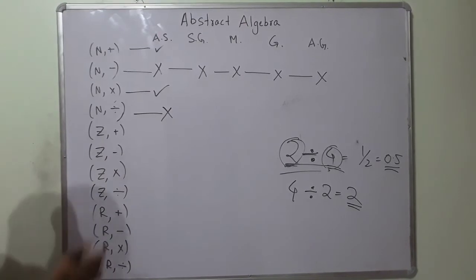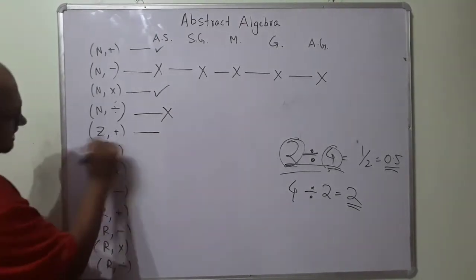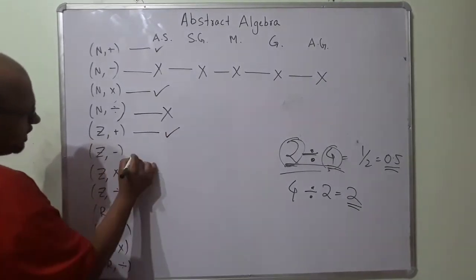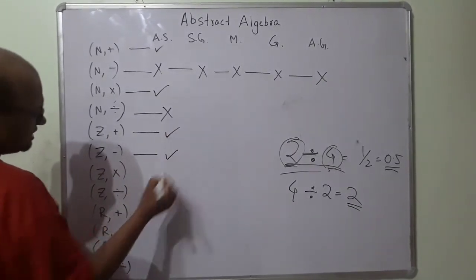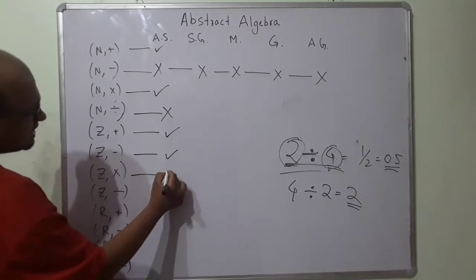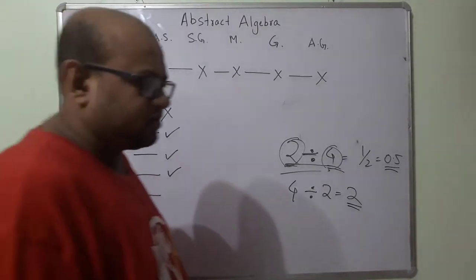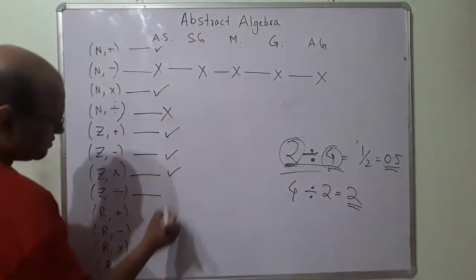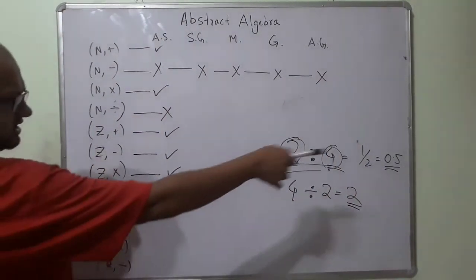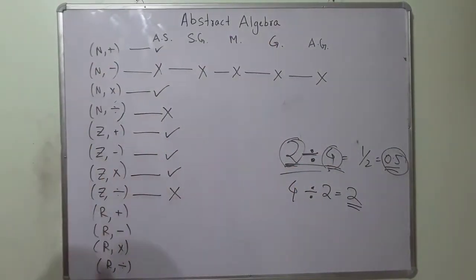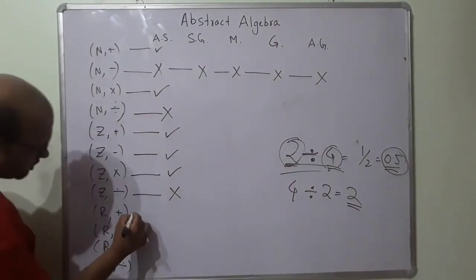What about now addition under integers? When I add two integers, I get back an integer. When I subtract two integers, I get back an integer. When I multiply two integers, I get an integer. When I divide two integers, I don't get an integer. This is an example. This is not an integer. There's one more reason. We will talk about it later.